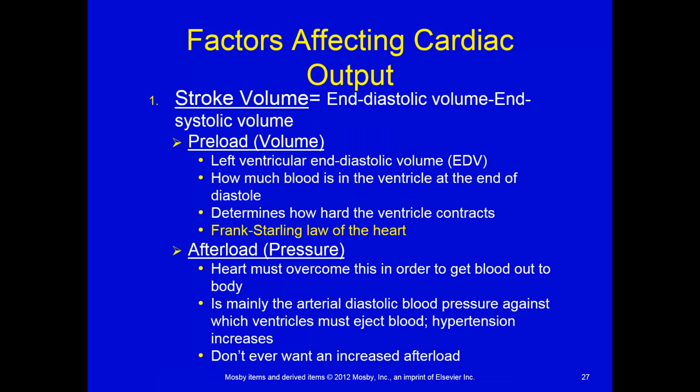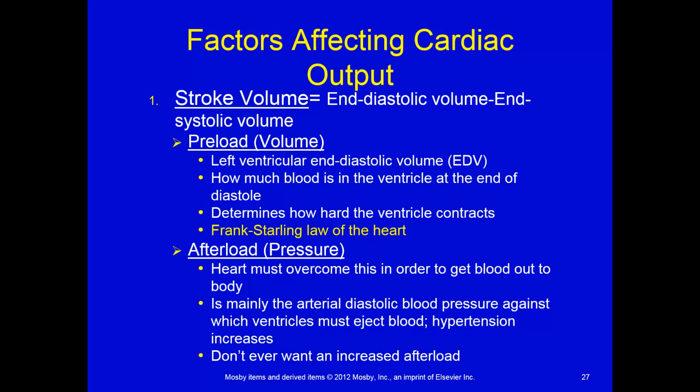Okay. So let's talk a little bit about factors that affect cardiac output specifically and individually. So the first thing I told you that impacts cardiac output is stroke volume. How do we measure stroke volume? We look at the end diastolic volume, so the blood in the ventricle at the end of relaxation, and we subtract the amount of blood that's in the ventricle at the end of systolic phase, right?